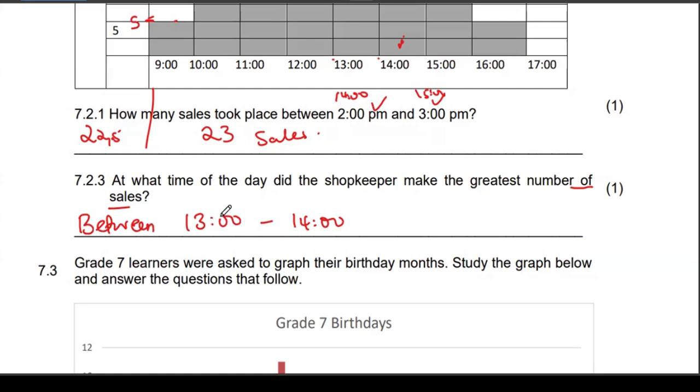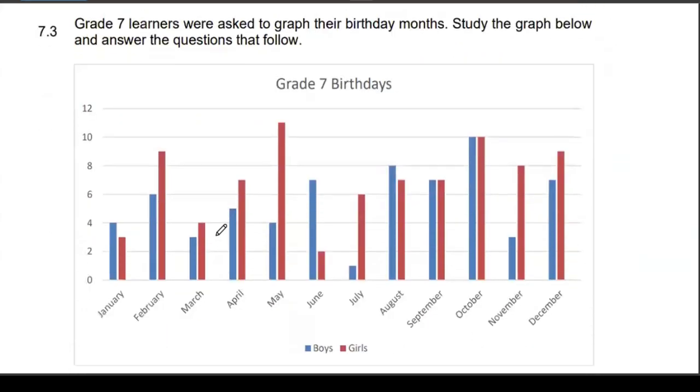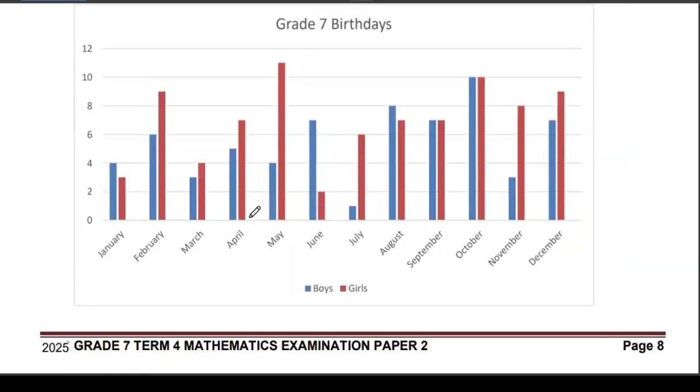Question number 7. Grade 7 learners were asked to graph their birthday months. Study the graph below and answer the questions. The red is for the girls, blue is always the boys. So the boys have more birthdays in January. The girls have it more in the love month, February. March, the girls win. April, and so on and so forth.